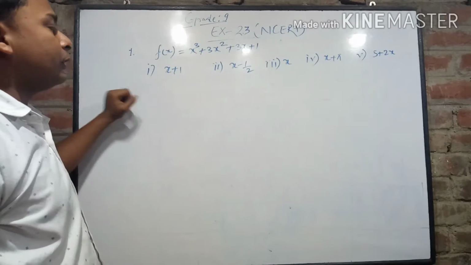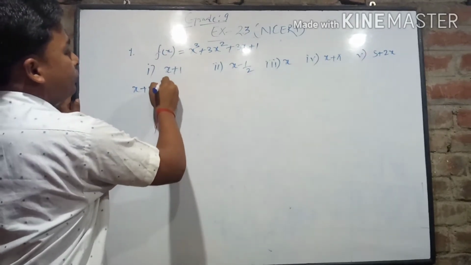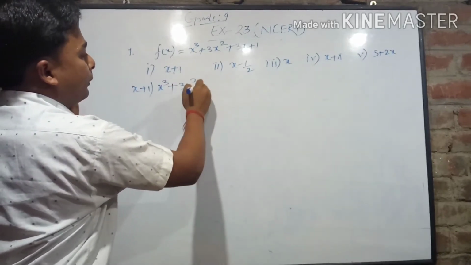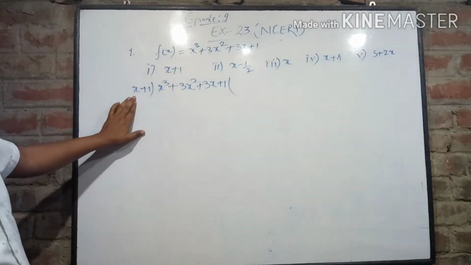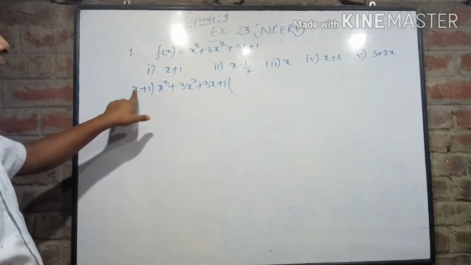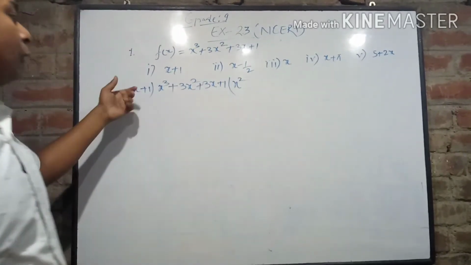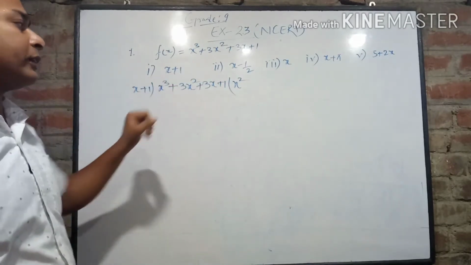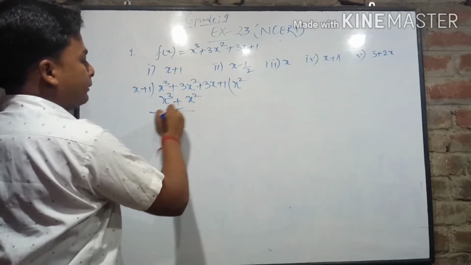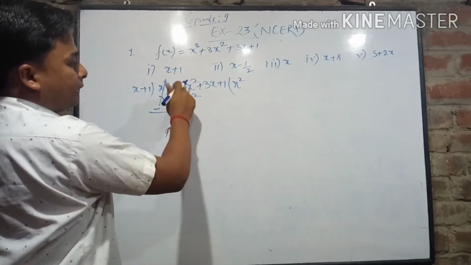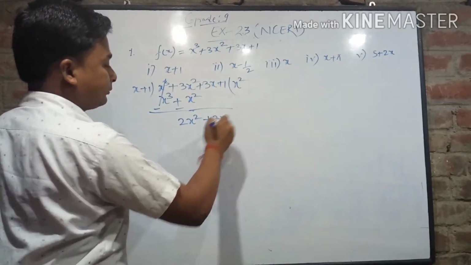So for the first question, if I go with the long division method, x + 1 goes into x³ + 3x² + 3x + 1. We check the first term: x³ divided by x gives x². Now we multiply the entire x + 1 by x² and get x³ + x². This is minus, this is minus, so it cancels. 3 minus 1 gives 2x² + 3x.